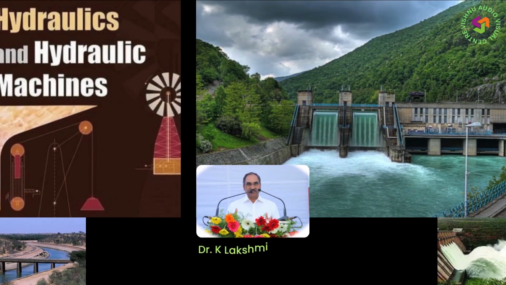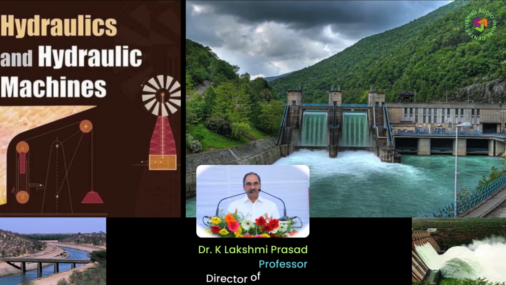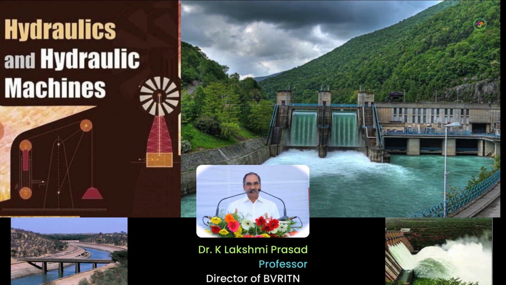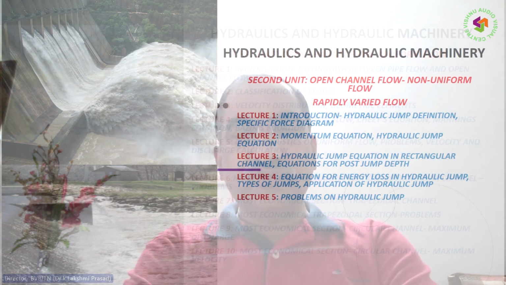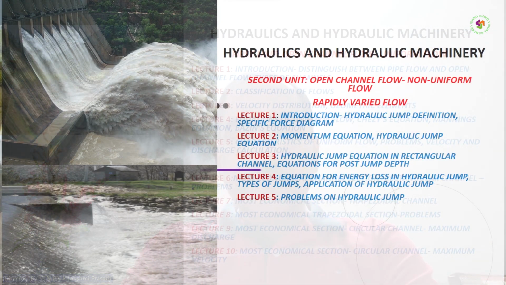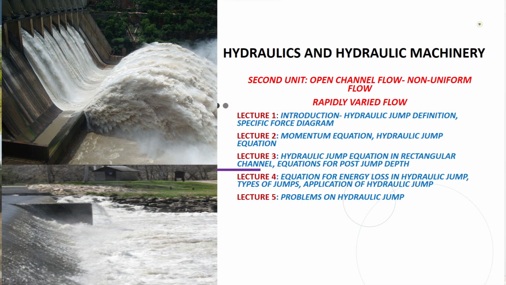We have completed one part of non-uniform flow, which is gradually varied flow. In gradually varied flow, I have taken you slowly towards the gradually varied flow equation, then the equation applicable to wide rectangular channels. Then I took the classification of channel bottom slopes. Then I explained what is a backwater curve and what is a drawdown curve.